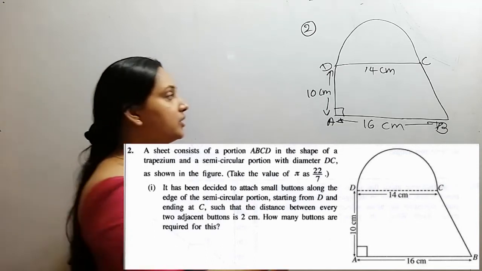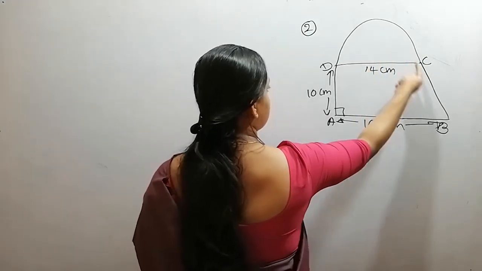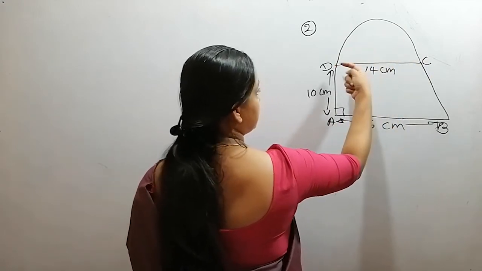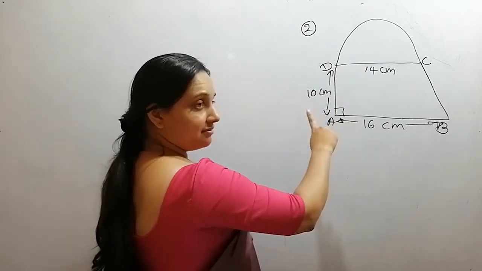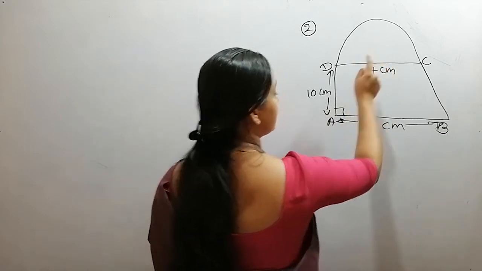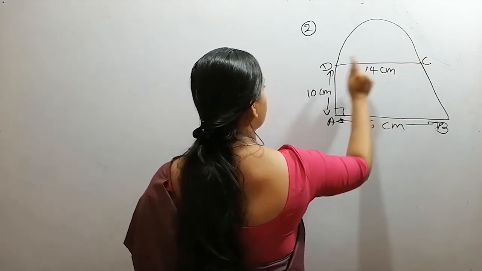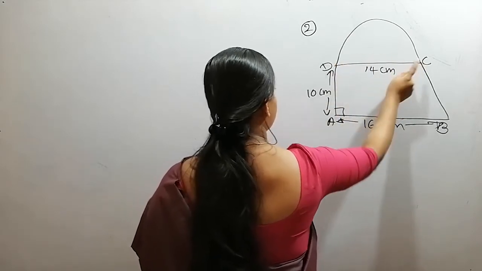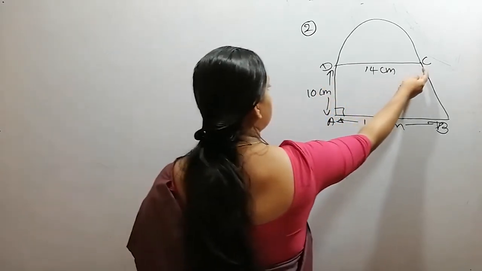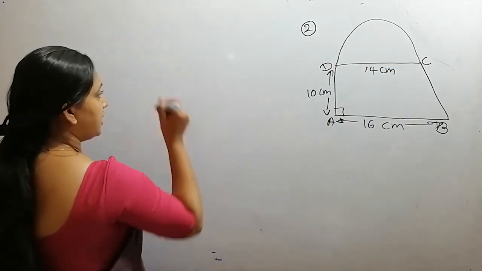Then the buttons are going to be attached along this edge, only the CD semicircular edge. This is a semicircle. Along this edge, the button is going to be attached. The gap between 2 consecutive buttons is 2 centimeters. We have to calculate how many buttons are required. Okay. You can see here there are 2 open ends. It is open-ended one. Okay, remember that thing. First, we have to calculate the length of this CD arc.